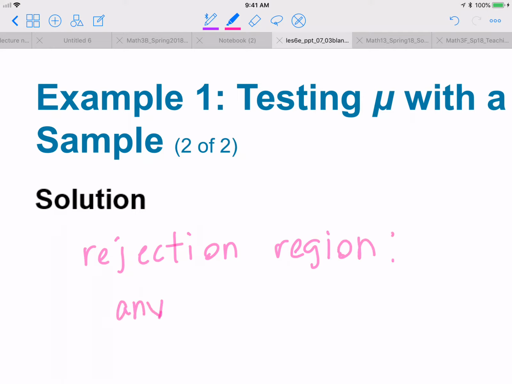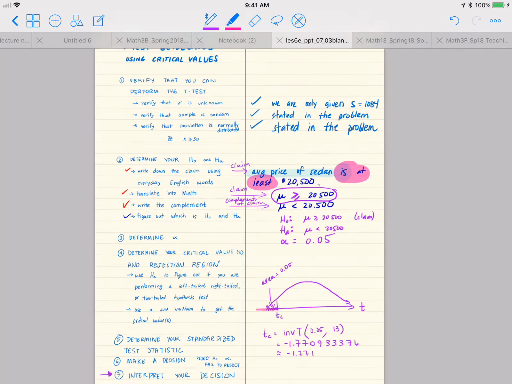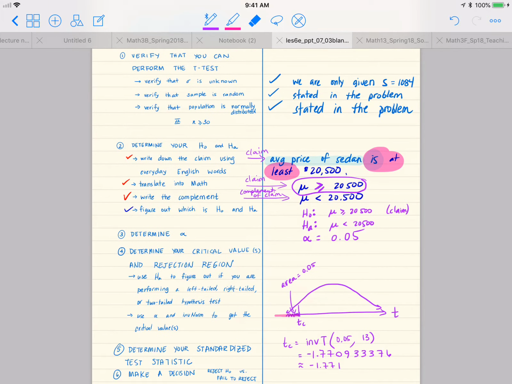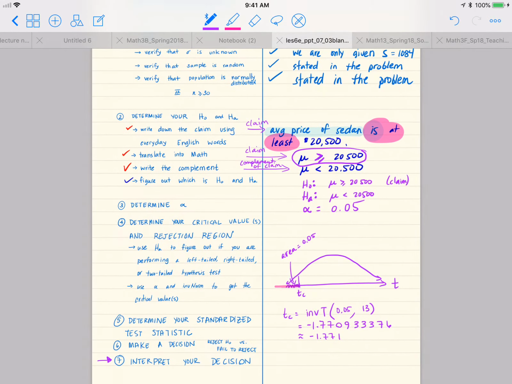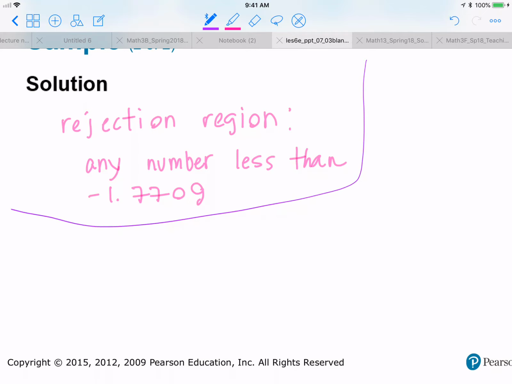So my rejection region is going to be anything that is less than negative 1.771. Let me write that down. Rejection region: any number less than negative 1.7709.